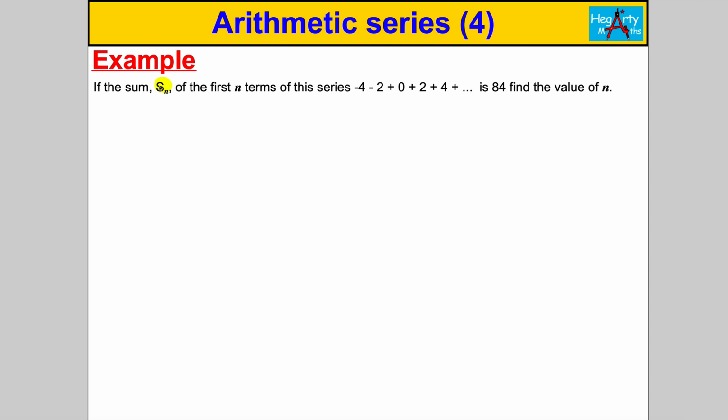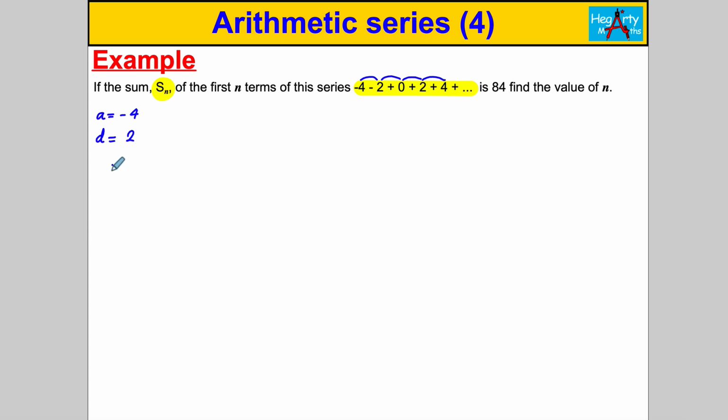So here we're asked if the sum Sn of the first n terms of this series is equal to 84, find the value of n. Well, what have we got in this series? We've got that the first term is equal to negative 4 and the common difference is 2 because these terms are going up by 2 each time.